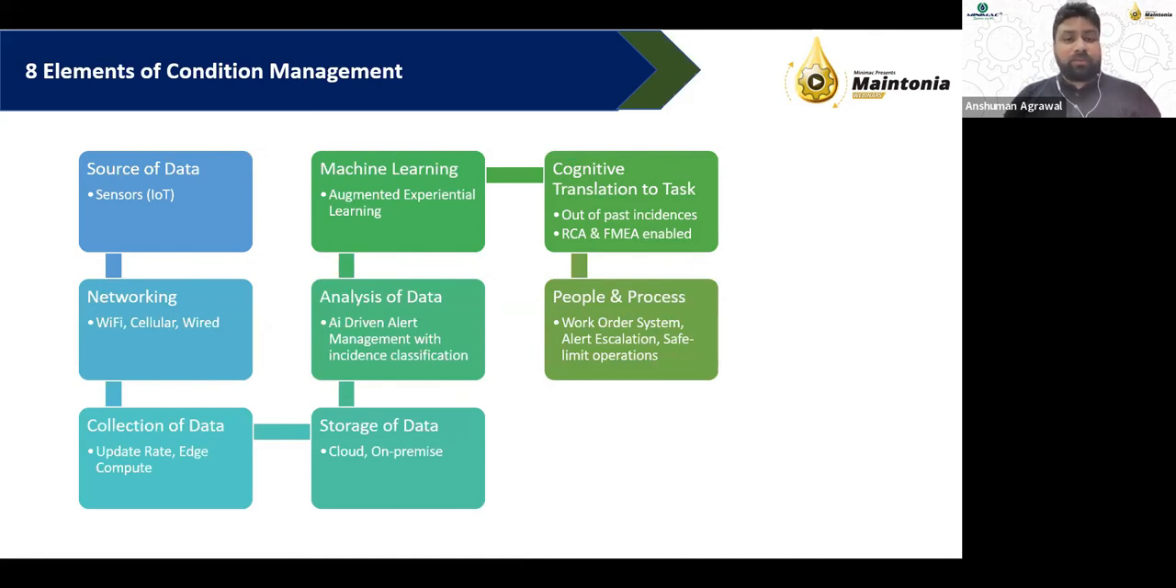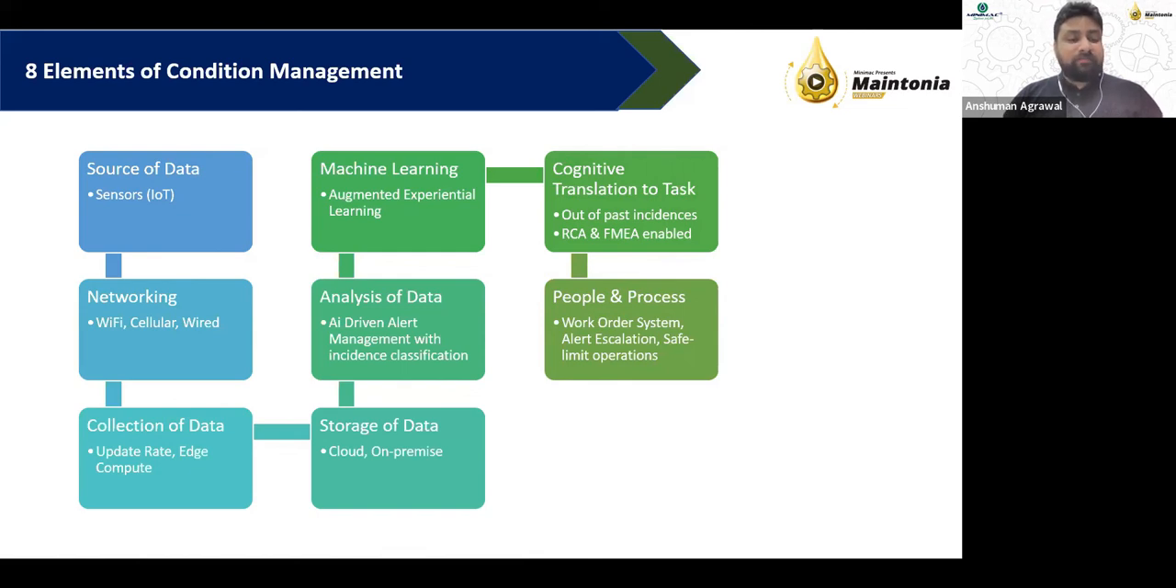So under IIoT, what we are proposing here is that a lot of data would be collected by the sensors, and these sensors are all IIoT sensors. These will be the sources of data. They would be doing real-time monitoring of your assets, which are highly critical assets. And these sensors would be collecting the data. They would be transferring this data by networking devices or channels using Wi-Fi or cellular or wired networks.